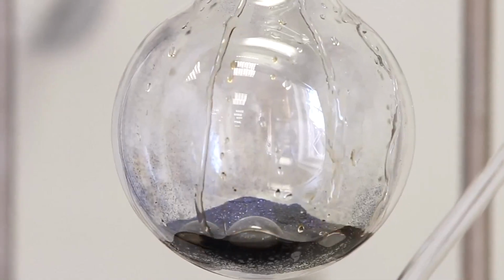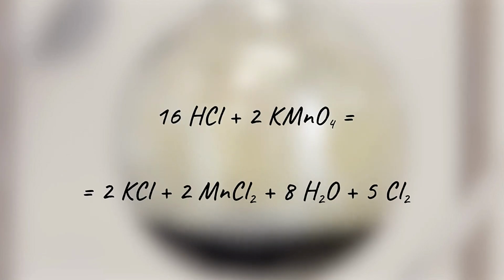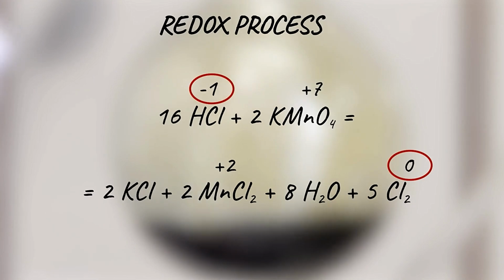It is clear from the chemical equation that the initial -1 oxidation number of chlorine becomes 0 by the end of the reaction, meaning that chlorine is oxidized, while manganese is reduced in the reaction. That is, this is an oxidation-reduction reaction.